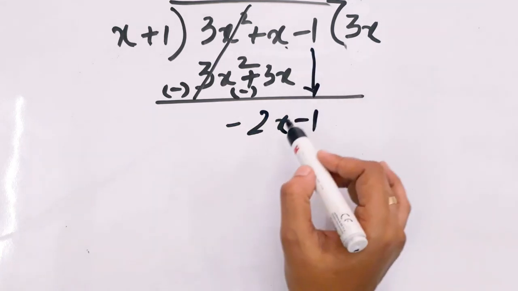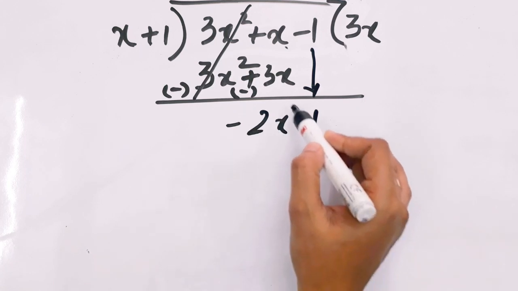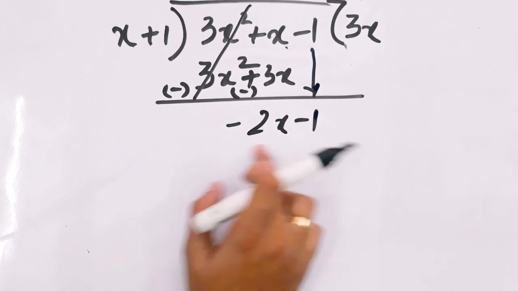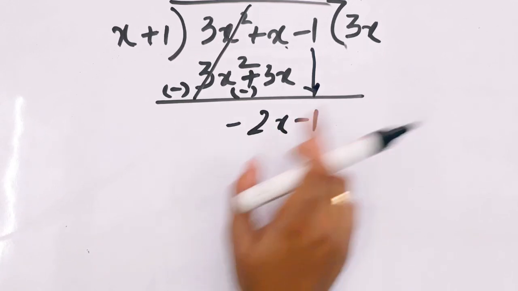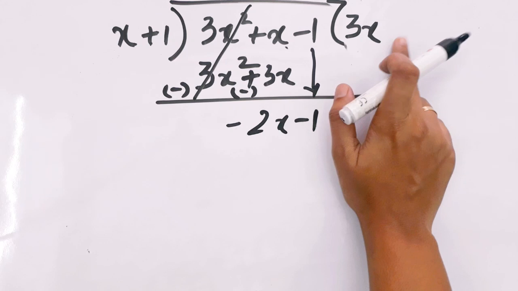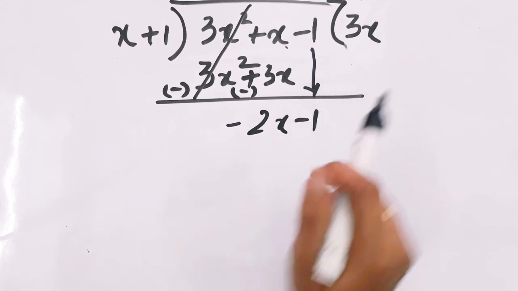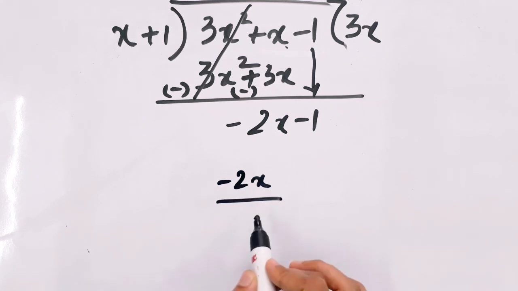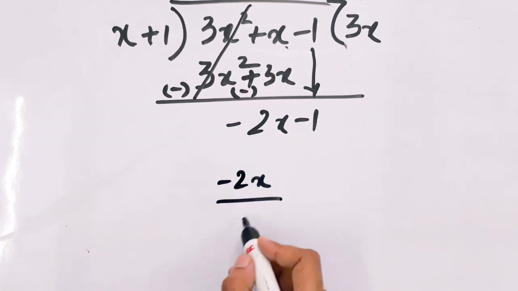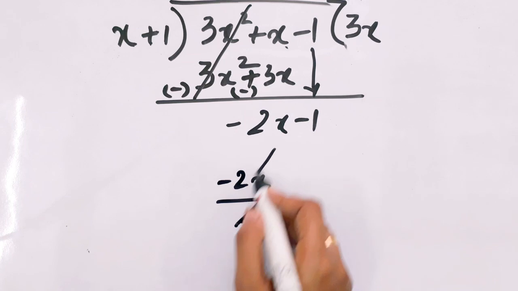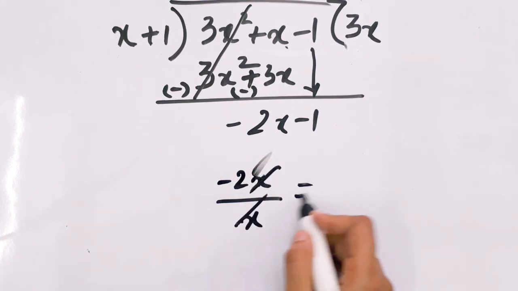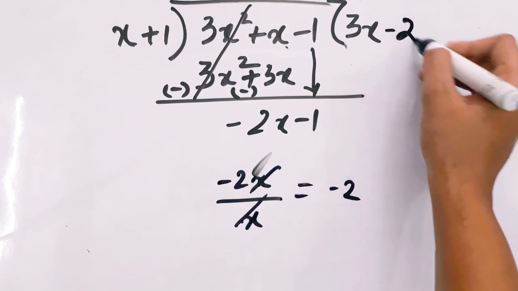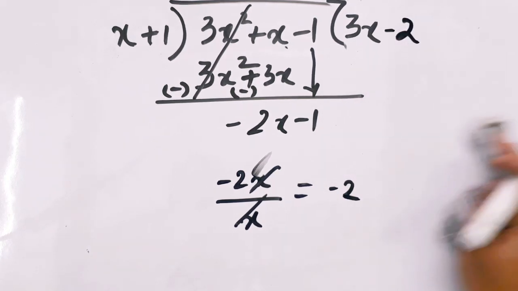Now I want to again eliminate the first term of my new dividend. This is my new dividend. Again I want to eliminate the first term. For that I want a quotient again. So which number will I take? Again for this you have to take the first term of the new dividend and divide that with the first term of the divisor, which is x. So x and x will cancel, you will get minus 2. So the second term of the quotient is minus 2.